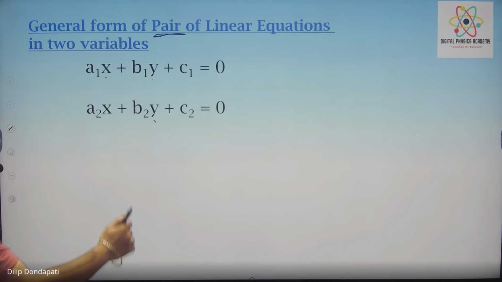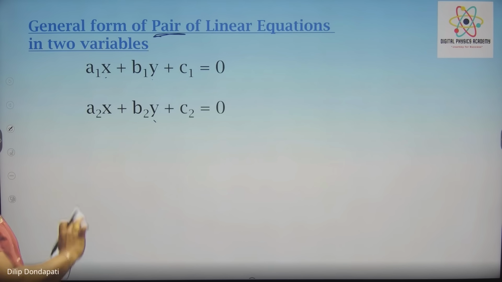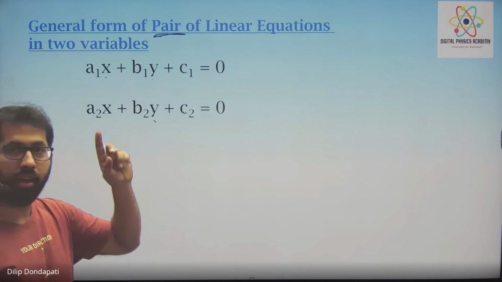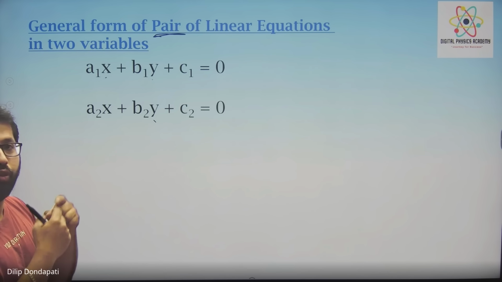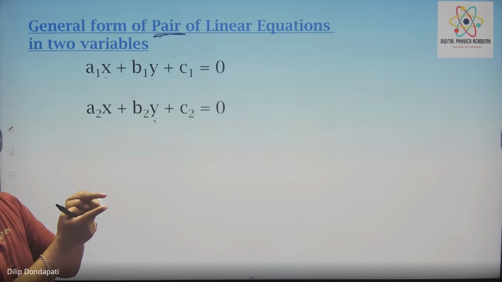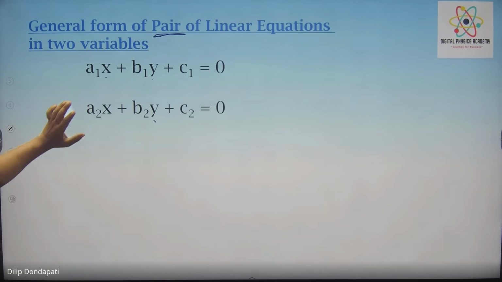What is the name of the chapter? Pair of linear equations in two variables. So these are the two equations. In the total chapter we will get two equations, and our intention is to find the solution of the two equations only. These are the general form of a pair of linear equations: a1x plus b1y plus c1 equal to 0.